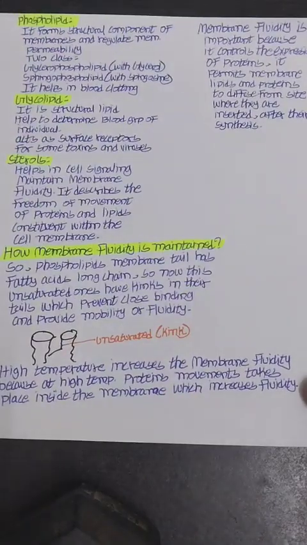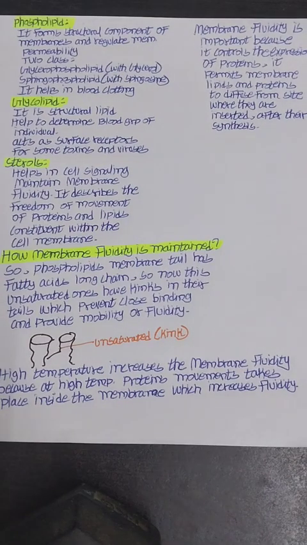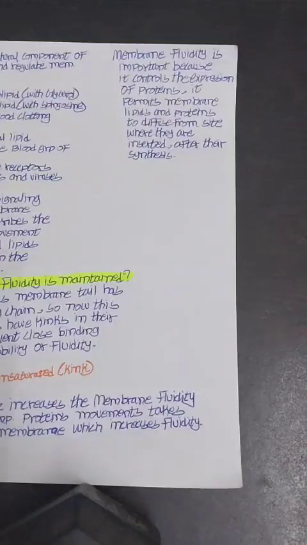At high temperature, membrane fluidity increases, because at a high temperature protein movements take place inside the membrane, which increases the fluidity. At high temperature we can see molecules start moving from their places. Proteins also start moving from their spaces, and this increases the fluidity. Membrane fluidity is important because it controls the expression of proteins. It permits membrane lipids and proteins to diffuse from the site where they are inserted after synthesis.